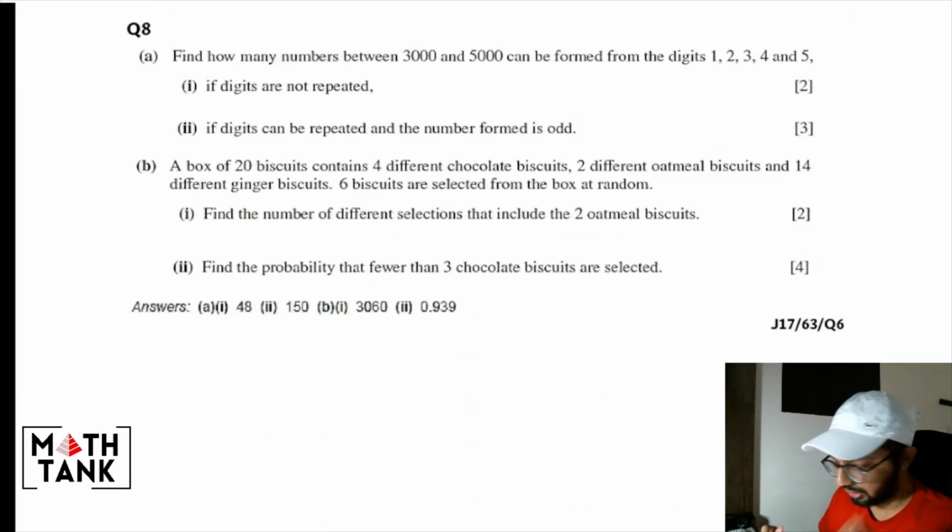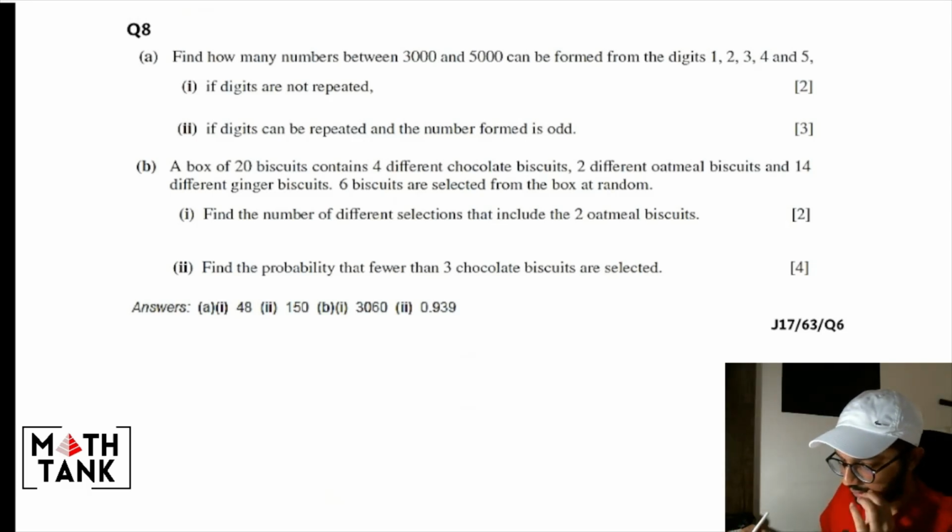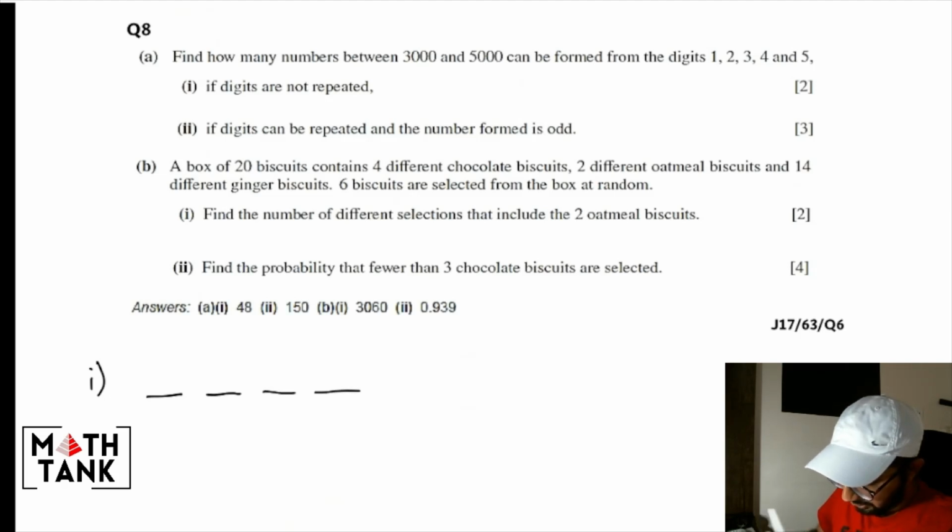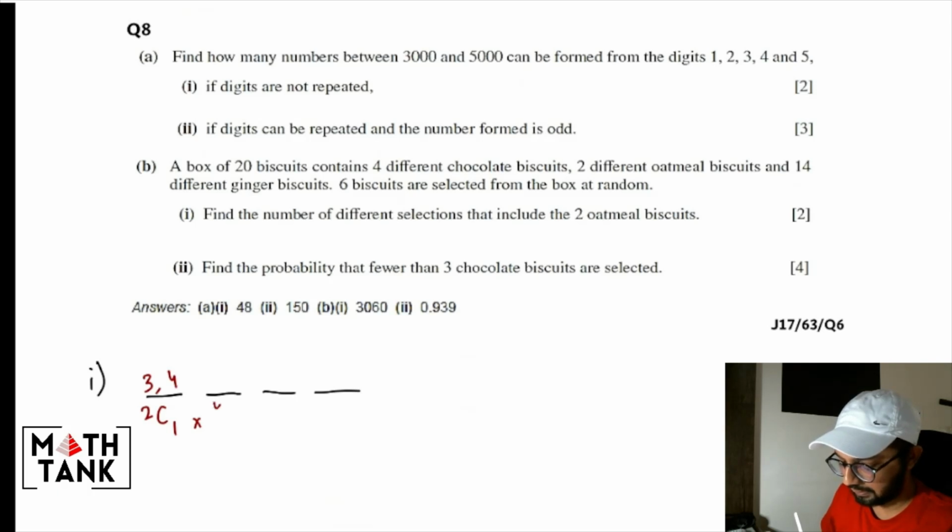Moving on quickly, question number 8. It says find how many different numbers between 3000 and 5000 can be formed from the digits 1, 2, 3, 4, and 5 if the digits are not repeated. So the first digit could either be a 3 or a 4, so that's 2C1. I had a total of 5 digits and one of them is gone, so I'm left with 4 digits: 4C1, 3C1, and 2C1. So that gives me 48.